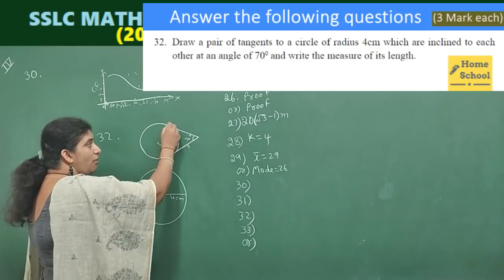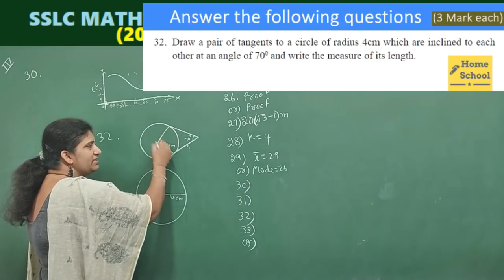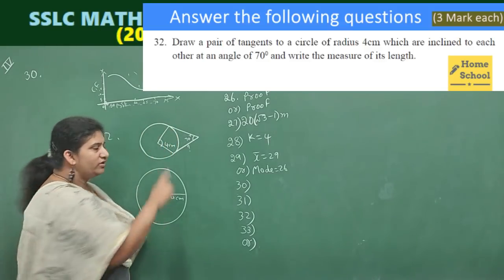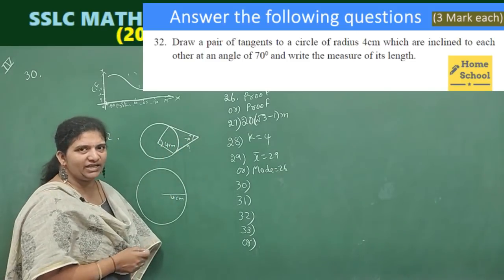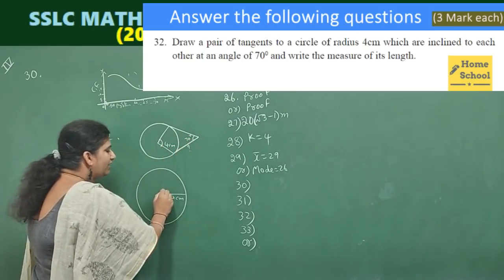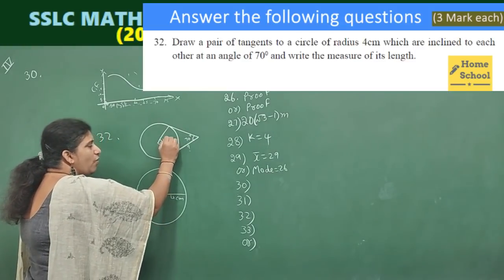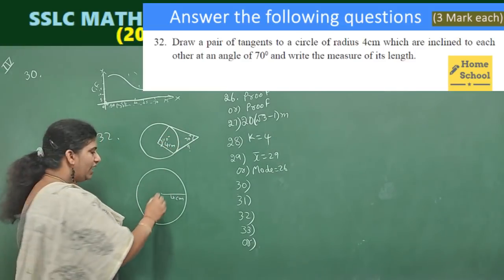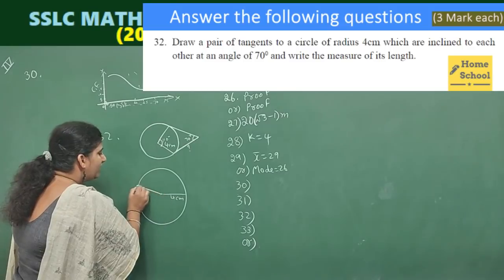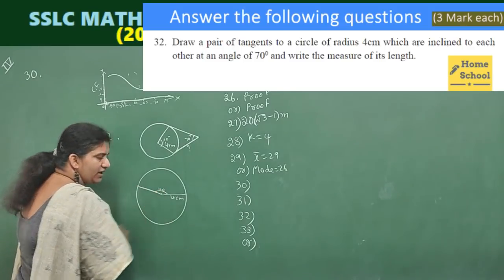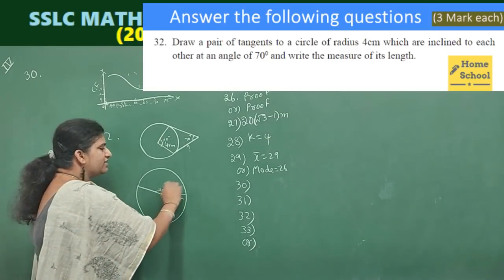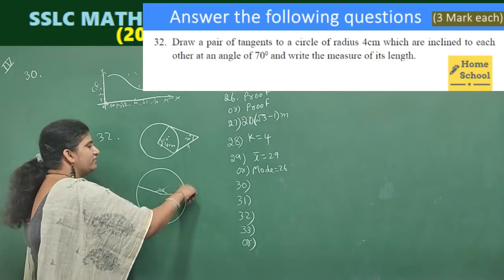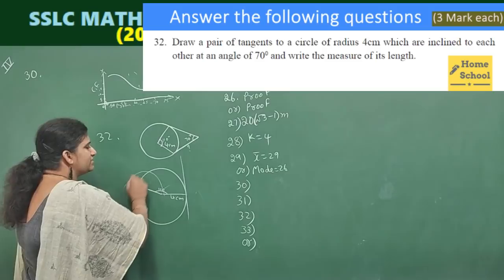Okay, it's the opposite angle. It means this angle you should know. This is a quadrilateral. The opposite angle sum is 180. If this is 70, then this must be how much? 110 degrees. Now, take 110 degrees here. 110 degrees. And now you know the tangents. How to draw tangents? Semicircle, more than half. Draw the tangents. And again a semicircle.